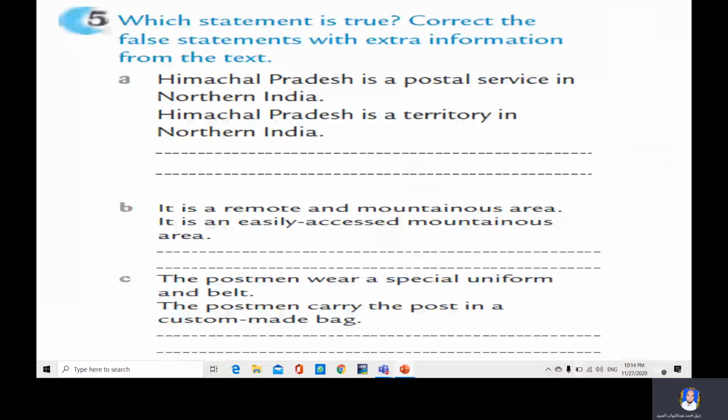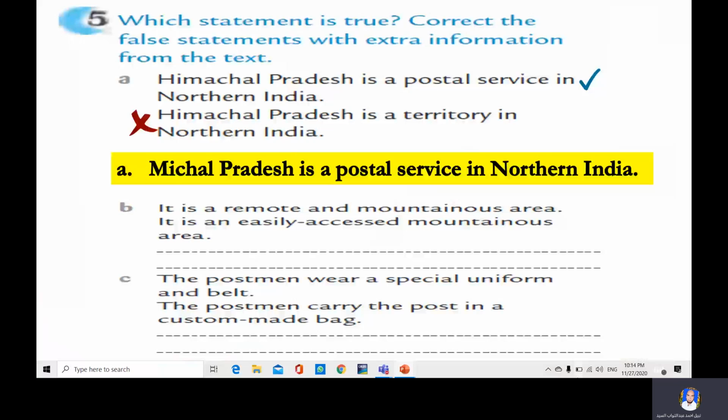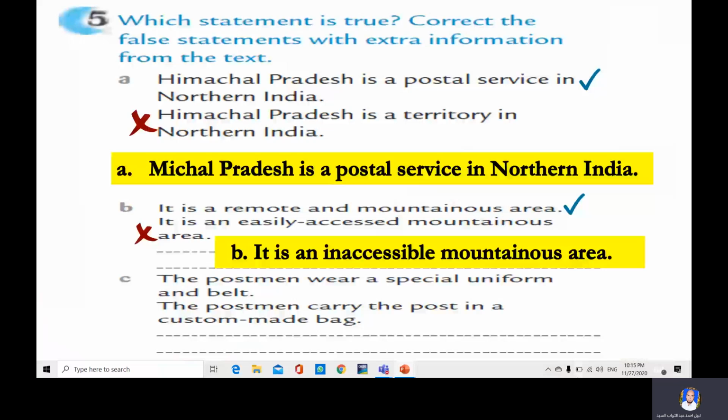So the right answer, which one? Himachal Pradesh is a postal service in northern India. Himachal Pradesh is a territory in northern India. It's a remote and mountainous area. It is an easily accessed mountainous area. So it's a remote and mountainous area. It is an inaccessible mountainous area.